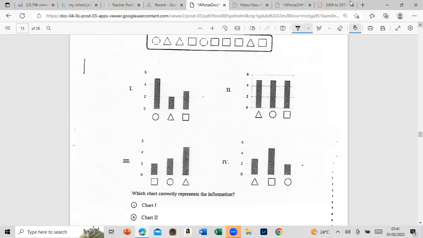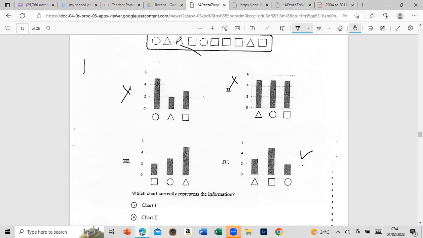Alright, let us examine it. We need to count because one represents one. So we have 1, 2 circles. The one with 2 circles. This does not have 2 circles, so we can eliminate this. This has more than 2 circles. Alright, so this has 2, and this. Oh, so it's actually this. Alright, let's see what else.